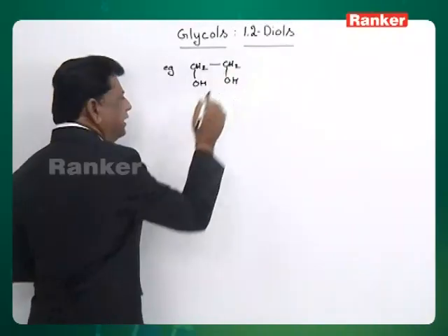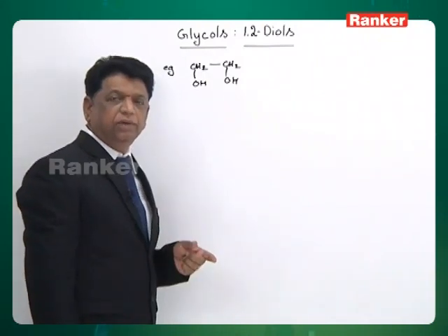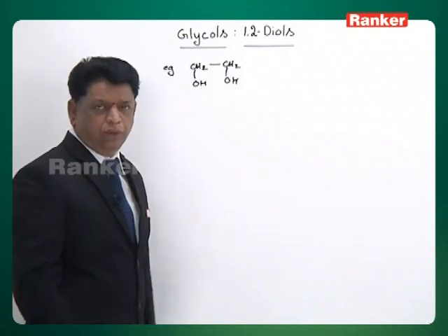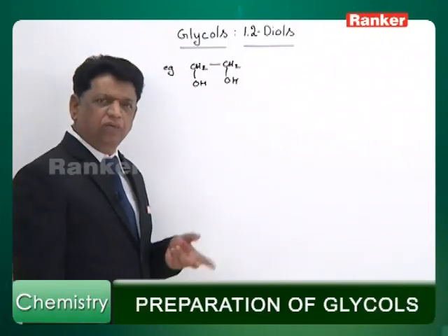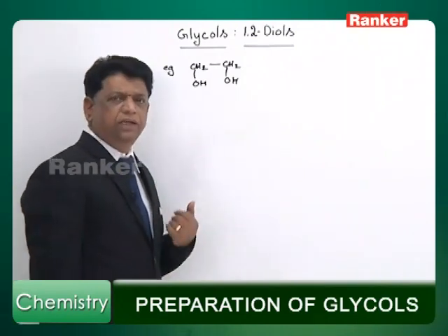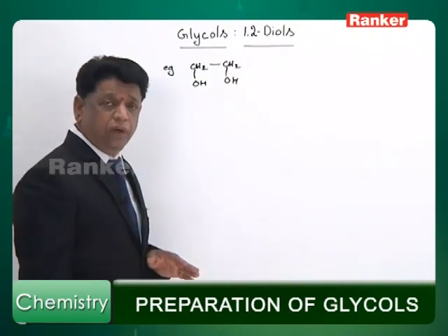If the OHs are on the same carbon, that is an unstable compound, because in carbon chemistry it is very simple: if two OHs are there, one water molecule will go. Or take a carbonyl compound, add water, and you get the 1,1 diol, but they are proved to be unstable and give back the carbonyl compound. Therefore, there is not much study about 1,1 diols.